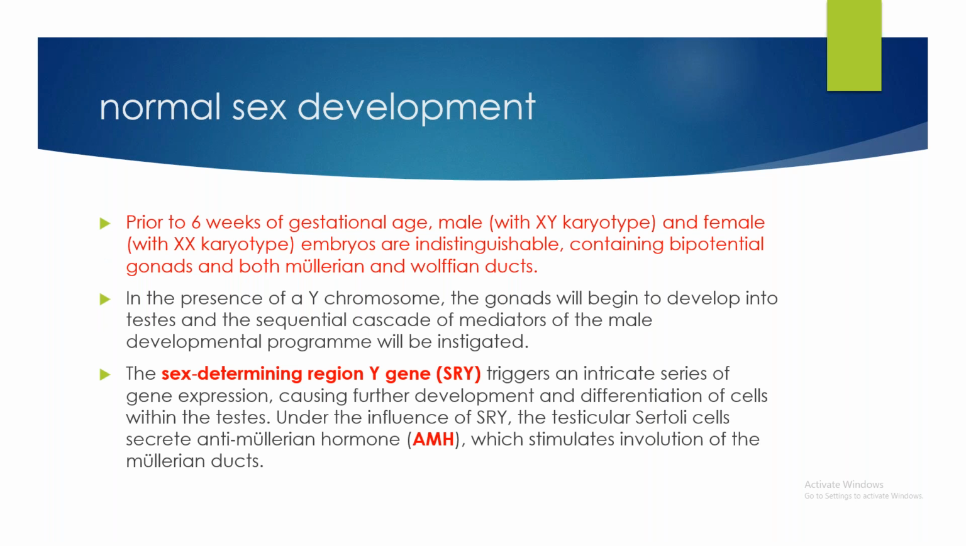Before we go into details of disorders of sex development, we should know exactly how normal sex development occurs in fetal life. Prior to 6 weeks of gestation, both male and female embryos are indistinguishable, so before 6 weeks we can't tell the sex. Before 6 weeks, they will have both Mullerian and Wolffian ducts, and the gonads will be bipotential.